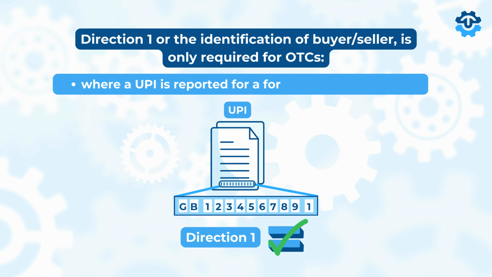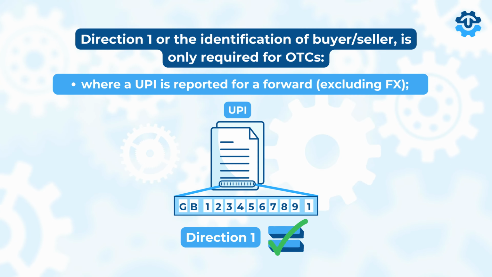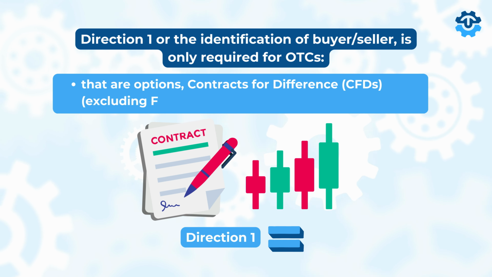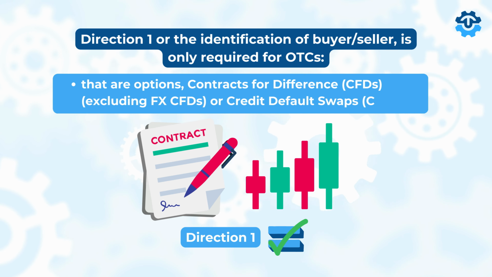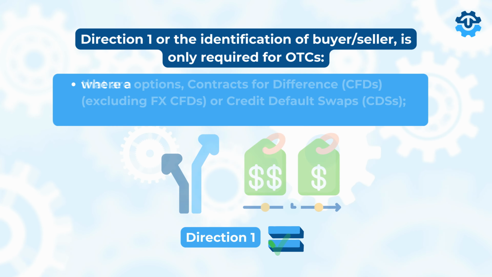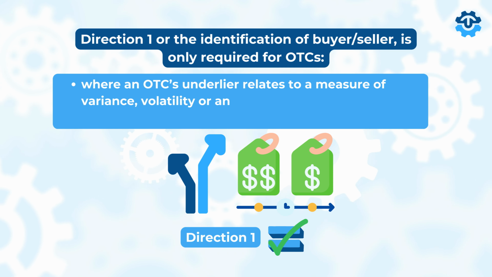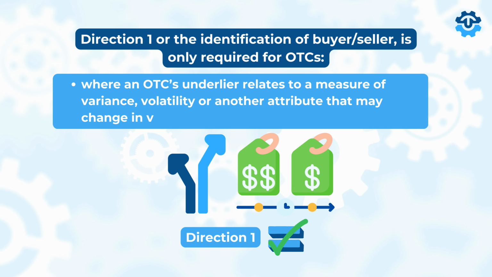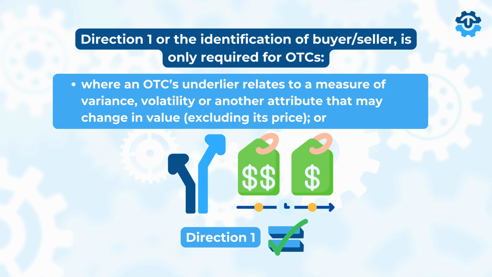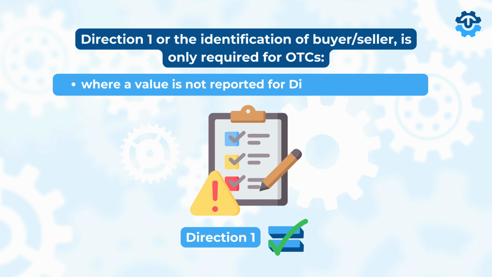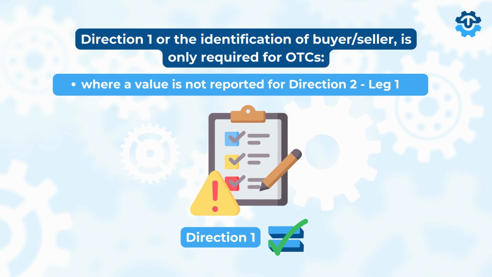where a UPI is reported for a forward, excluding FX, that are options, contracts for difference, excluding FX CFDs, or credit default swaps, where an OTC's underlier relates to a measure of variance, volatility, or another attribute that may change in value, excluding its price, or where a value is not reported for Direction 2, leg 1.